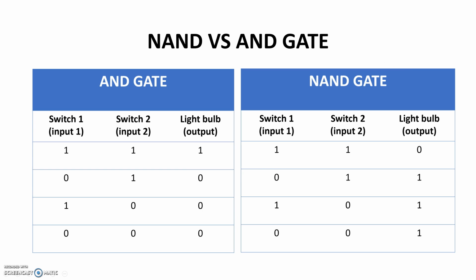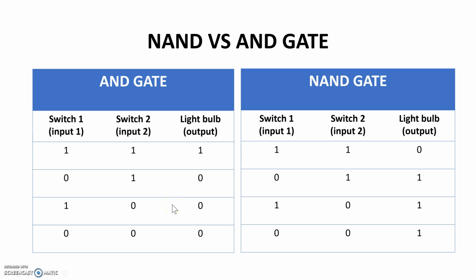And this is what the NAND versus AND gate truth table looks like. Let's first take a look at the first line of this truth table. When both switches are on, under the AND gate, the light bulb should be on. But on the opposite, under the NAND gate, the light bulb is off. And let's take a look at the next line. When both switches are off, the light bulb is off under the AND gate. When both switches are off, under the NAND gate, the light bulb is on.